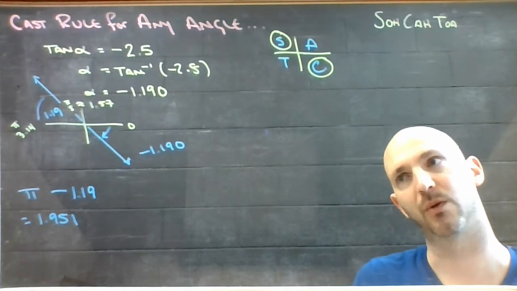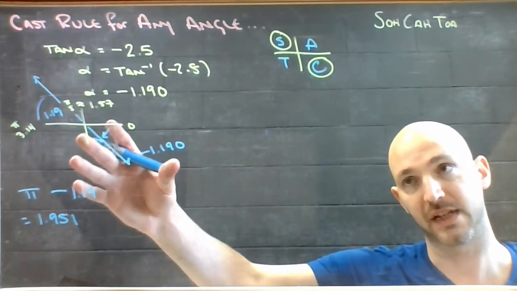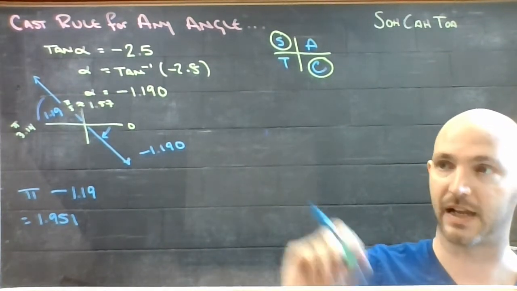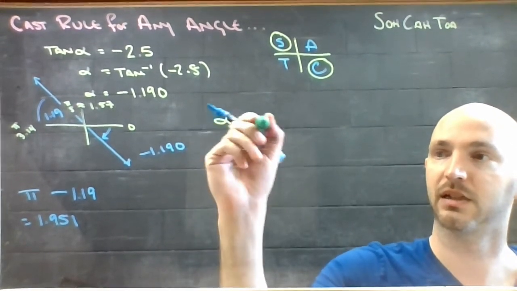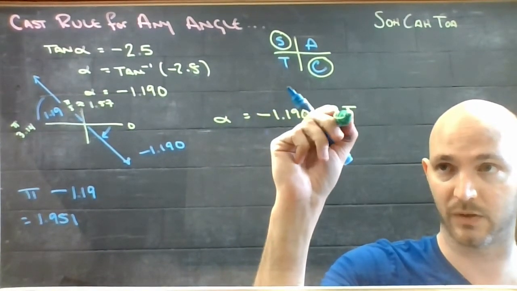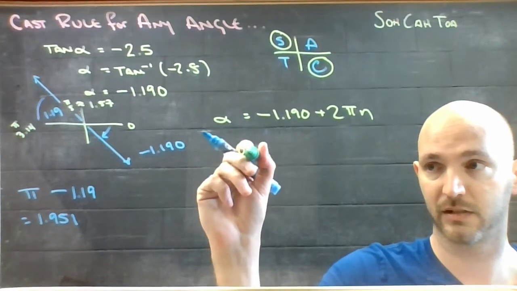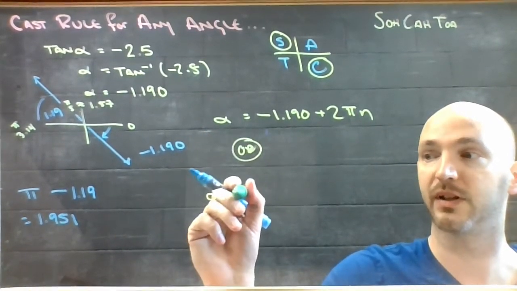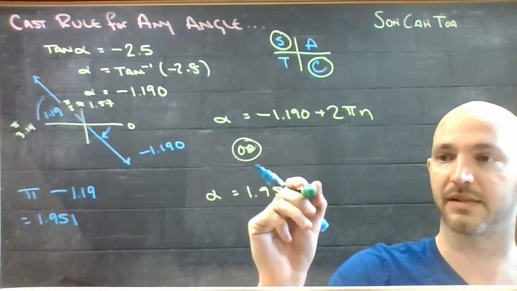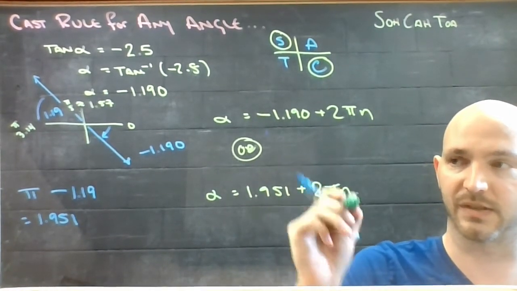Okay, so the two solutions that I needed were in this quadrant and that quadrant. I have one, so my alphas are either -1.190 plus as many rotations as I like, or alpha is 1.951 plus as many arbitrary rotations as I like.